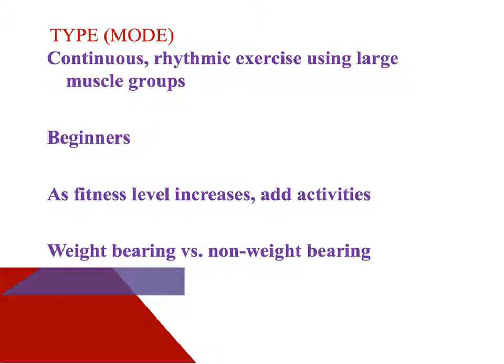We also want to consider weight bearing versus non-weight bearing. For instance, if we want to reduce the risk of osteoporosis, we'd want to engage in weight bearing activities. This is going to increase our bone density and improve our muscle mass. However, if somebody already has osteoporosis or an orthopedic injury, we'd want to focus on non-weight bearing activities such as cycling or swimming.